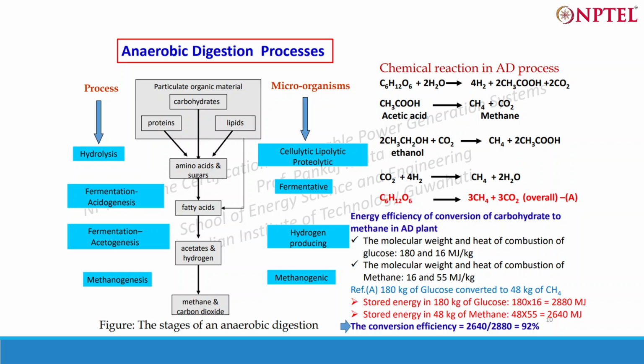Now, if you see the process, what processes are happening inside the anaerobic digester. The first process is hydrolysis, the breaking down of proteins, lipids, and carbohydrates into smaller molecules like amino acids and sugars. Then we have acidogenesis, a kind of fermentation process where fatty acids, like VFA, volatile fatty acids, are generated. Then we have acetogenesis, where acetates and hydrogen are generated. After acetogenesis comes the role of methanogens, methanogenesis. These methanogens work on the acetates and hydrogen to release CH4 and CO2 as the major constituents of biogas.